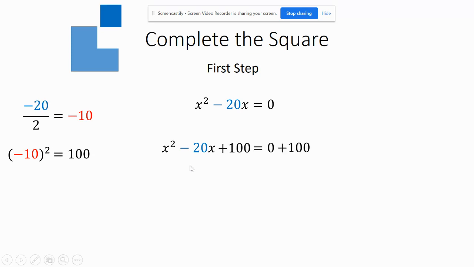So I add 100 to each side. But here's what's really cool. Inside my parentheses will be x minus 10. Whatever I get when I cut this in half is the value that goes in the parentheses every time. So I'm just going to cut that in half. That's my number here, but I also have to square it to know what number I need to add, because we're adding that to the problem to make it work. But we've got it on one side, so we've got to add it to both.